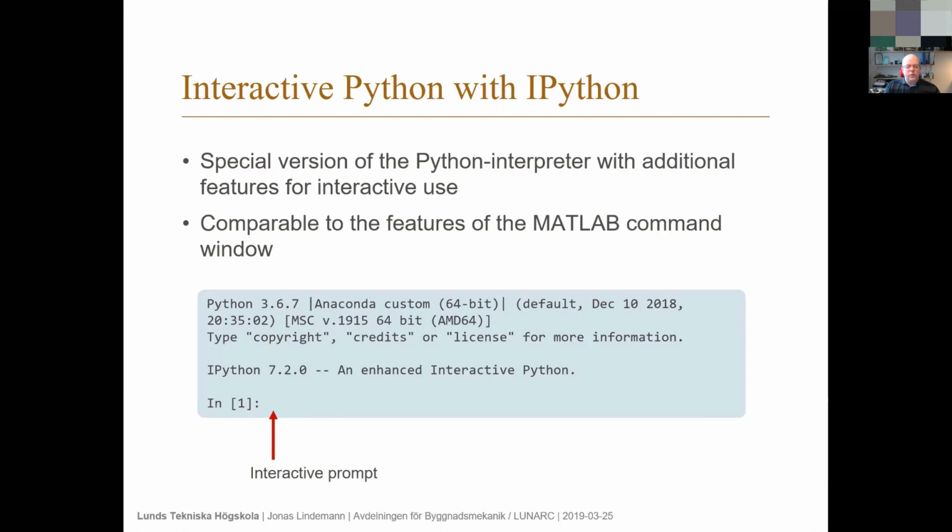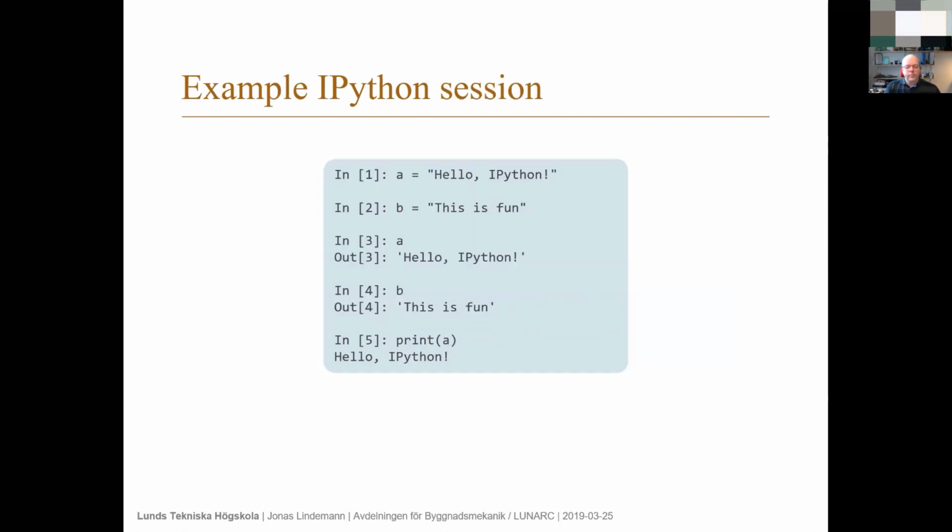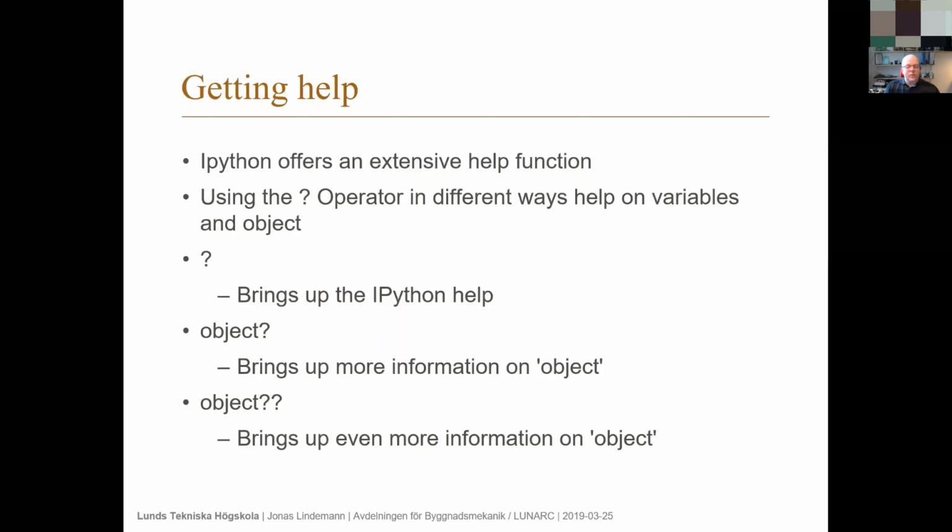So, interactive Python, IPython. It's a special version of the Python interpreter that has been enhanced with several commands that are not available in normal Python, but are meant for interactive use. Here is an example of a session. You can type a variable, work with it, print it. In IPython, you can also get help by using the question mark command. You can put a question mark on any variable, and that brings up more information on the object you're inspecting. If you use two question marks, you get even more information.